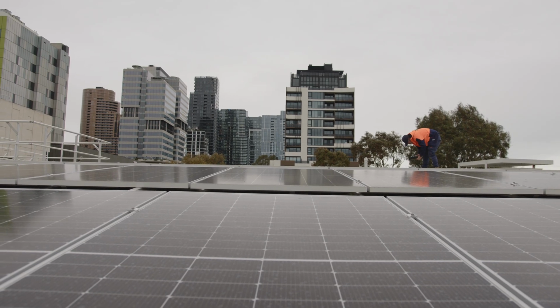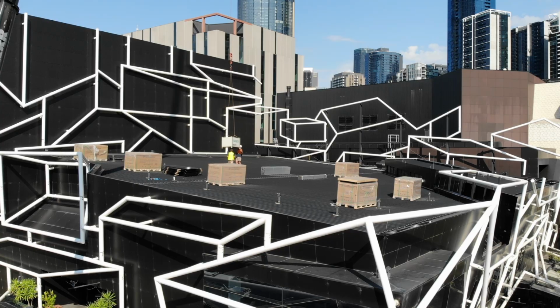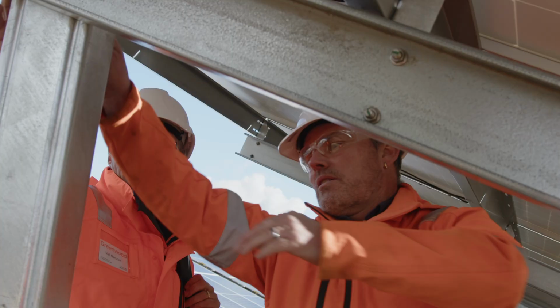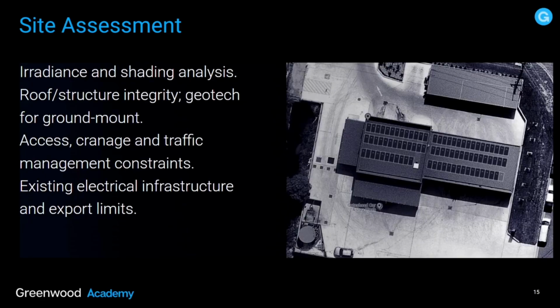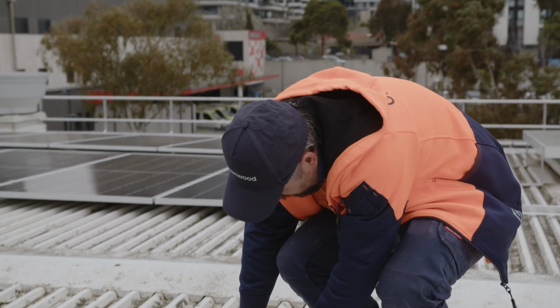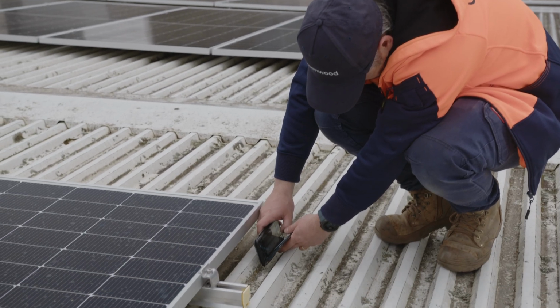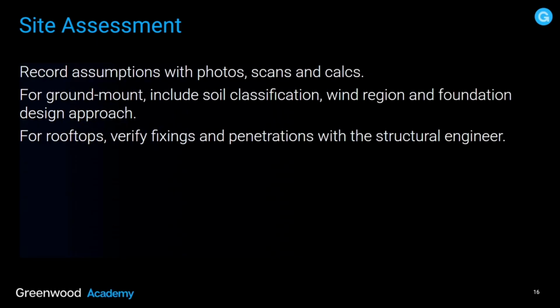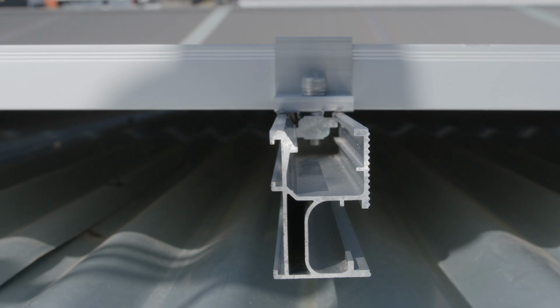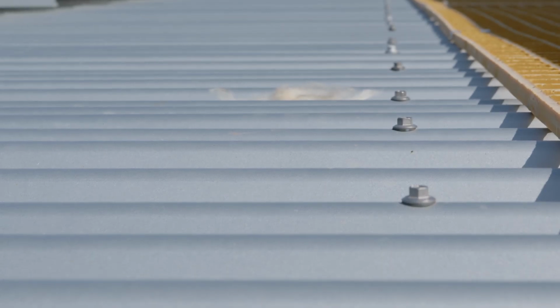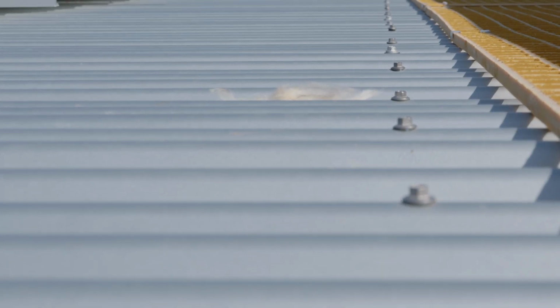Site assessment. You'll have to look at irradiance and shading analysis, roof structure integrity, geotech for ground mount, access, craneage and traffic management constraints, existing electric infrastructure and export limits. Record assumptions with photos, scans and calculations. For ground mount, include soil classification, wind region and foundation design approach. For rooftops, of course, verify all the fixings with a structural engineer.